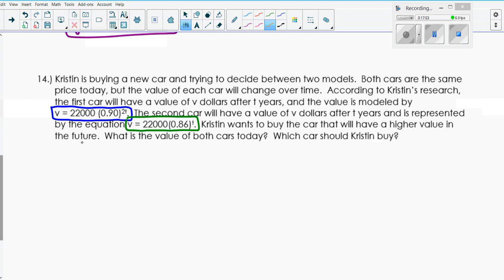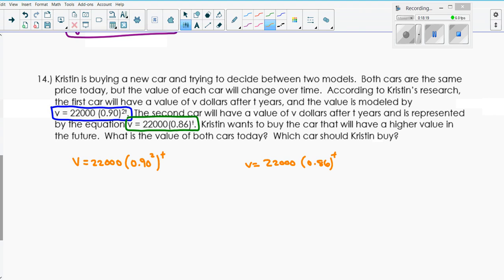Okay, so first of all, I'm just going to rewrite these equations so that we see them. So here's my first one. And I'm going to rewrite this so that it's raised to the 2 times t. And then over here, I'm going to have V equals 22,000 times 0.86 raised to the t.